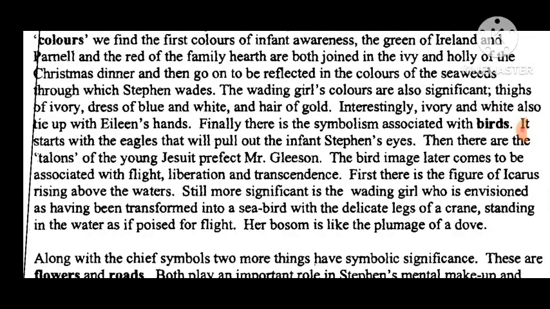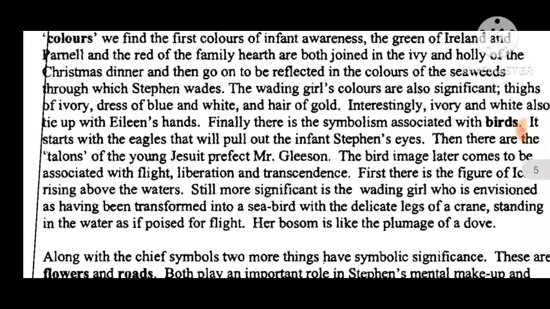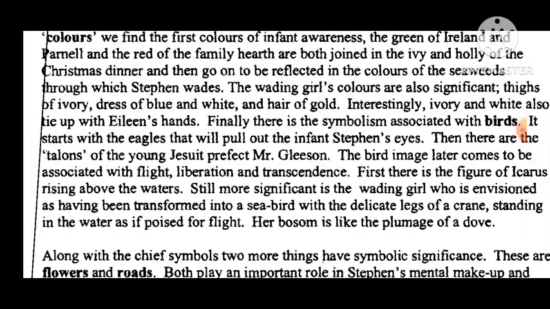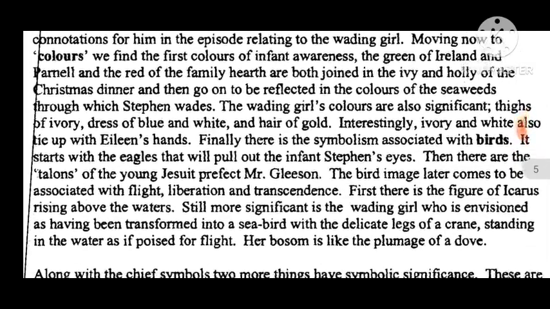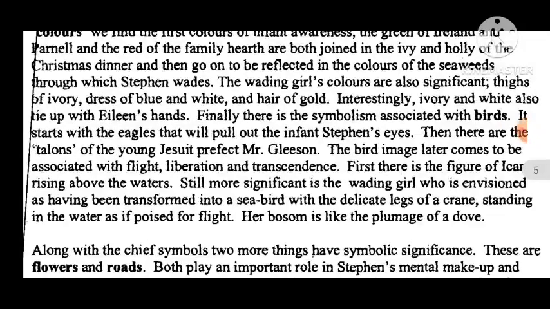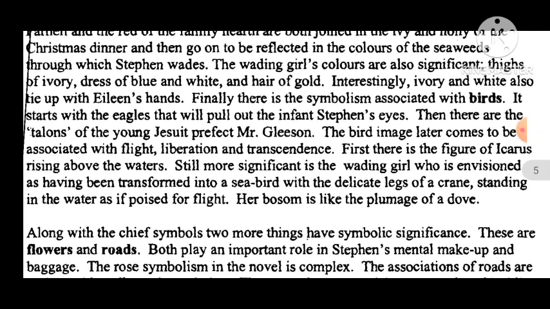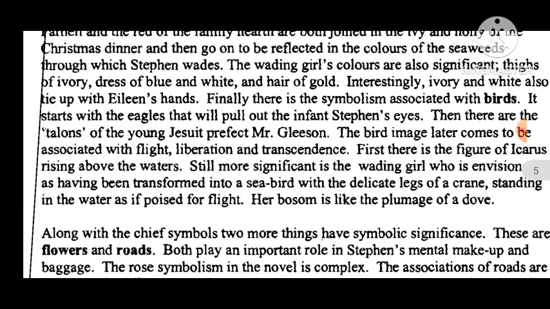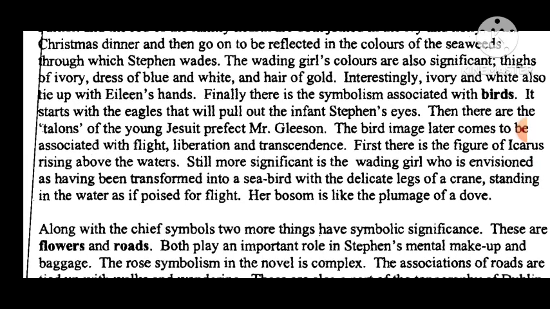The wading girl's colors are also significant: thighs of ivory, dress of blue and white, and hair of gold. Interestingly, ivory and white also tie up with Eileen's hands.